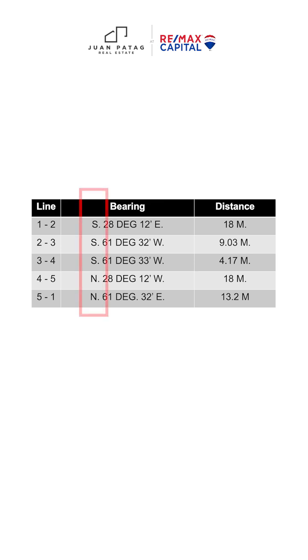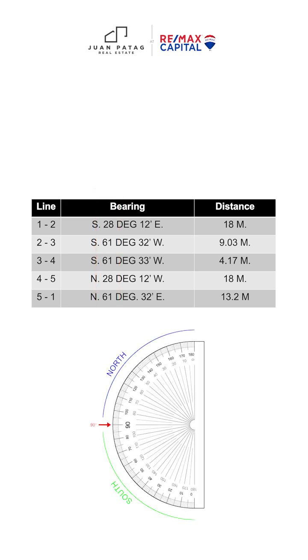Remember, the first direction of the bearing can only be north or south, while the second direction can only be west or east. The second part of the bearing are the angles, and these numbers can never be more than 90 degrees. Kasi if more than 90 degrees, then he would have faced the other direction.